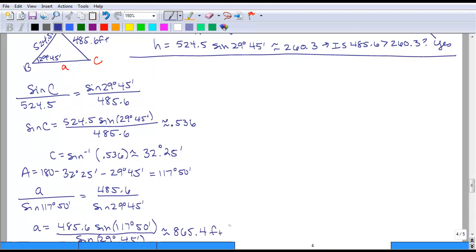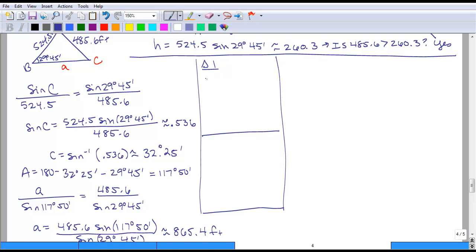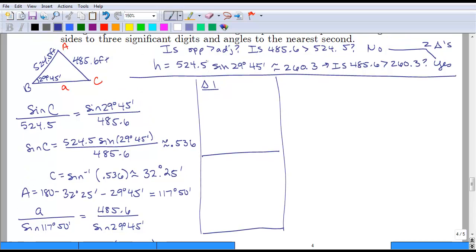So I'm not going to have as much room here to write our answers. I'm going to try to make a space here in the center because we're going to have two triangles again. So for triangle 1, we know that angle A we found was 117 degrees 50 minutes. That angle B was given as 29 degrees 45 minutes, and that angle C we found to be 32 degrees 25 minutes.